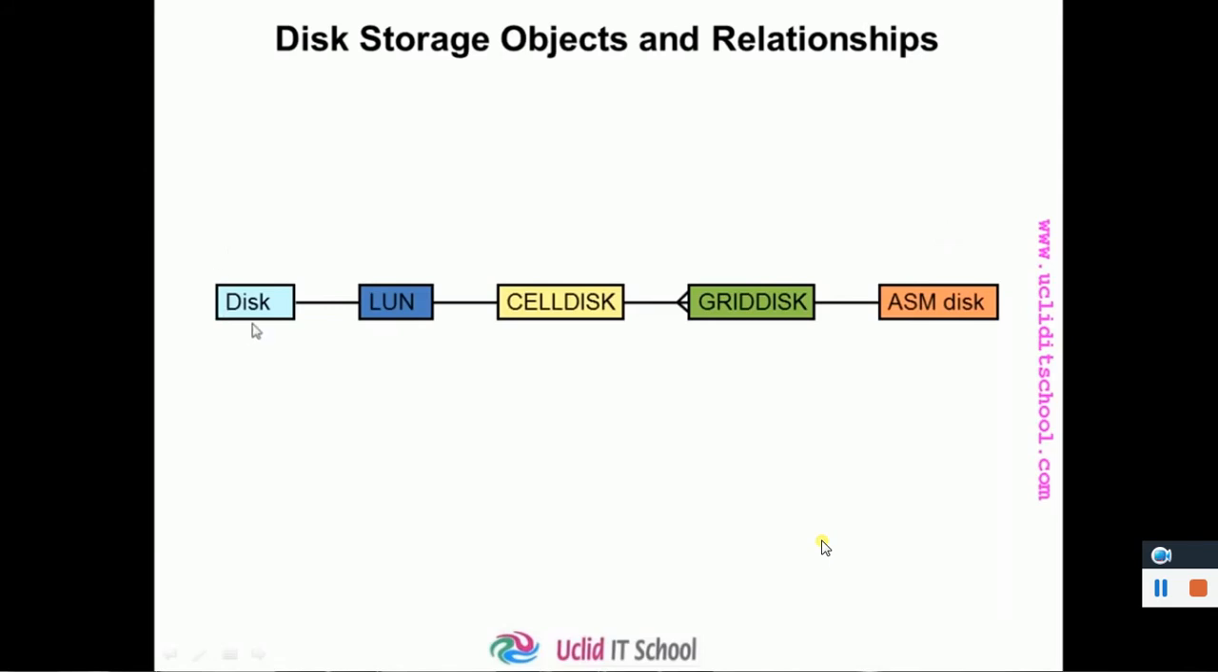You add the hard disk to the storage server. It is detected as a LUN. On the LUN, you need to create a cell disk. On the cell disk, you need to create grid disks. Then these grid disks are visible inside ASM as ASM disks. So once the ASM disk is visible, you can create ASM disk groups. And ASM clients can use this disk group to store data.